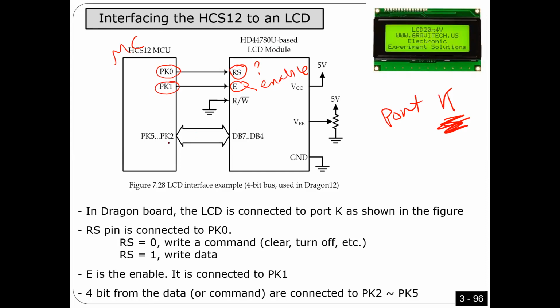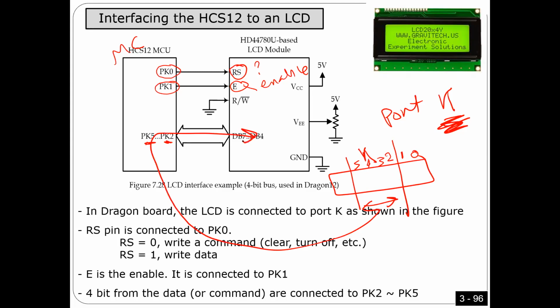Also, here we have PK2 to PK5. So if this is port K, I use 0, 1, and then I use 2, 3, 4, 5. So in total, I need 6. These 4 are connected here, and then 1 bit here and the other bit here. So in total, we use 6 bits, or if you want to say 6 pins, please don't be confused. They're almost the same, because every bit should have a pin.